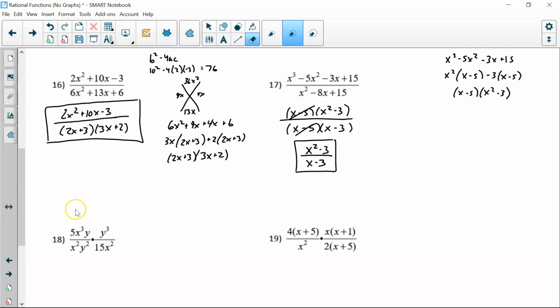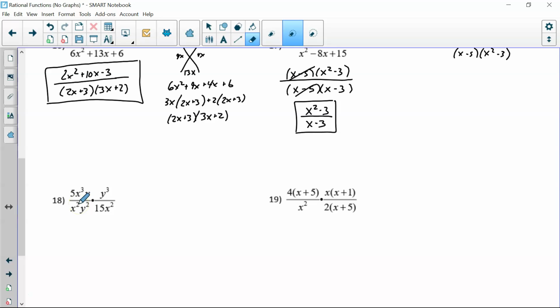Now, number 18 is just a basic exponents problem. Multiply the numerators. We have a 5. We have an x cubed, then y times y to the third. Add them, you get y to the fourth. In the denominator, we have a 15. x squared times x squared is x to the fourth. And then a y squared. Now we can reduce 15 over 5. That reduces to 1 over 3.